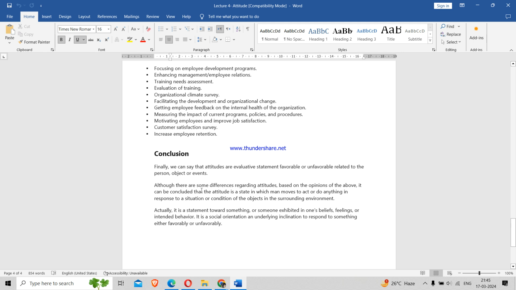Although, as you can see in the second point, there are some differences regarding attitudes based on the opinions above, it may be concluded that attitude is a state in which a man moves to act or do anything in response to a situation or condition of the objects in the surrounding environment. And the last point is that it is the statement towards something or someone exhibited in one's beliefs, feelings or intended behavior. It is a social orientation or underlying inclination to respond to something either favorably or unfavorably. It is not like your attitude will always be beneficial to your company. It may be unfavorable to your company also.